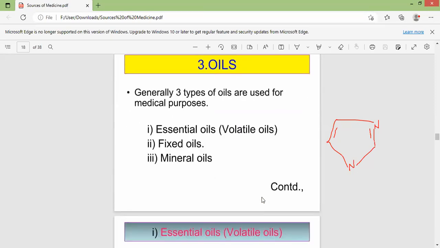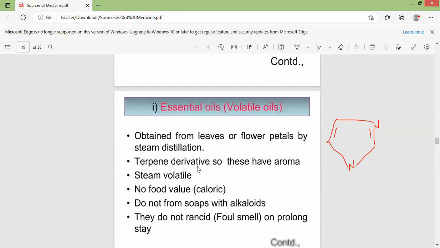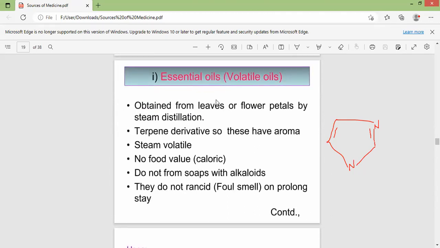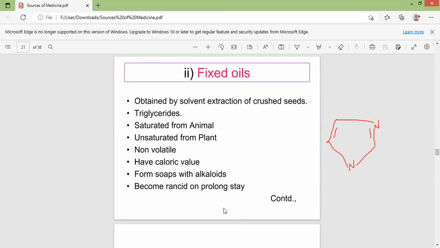Then we go to oils. For oils, there are different types. There's essential oil, fixed oil, and mineral oils. These first two are the ones where we'll see the difference. Essential oils are obtained from leaves or flowers by steam distillation. They have no food value, they do not form soaps with alkaloids, and they are not foul smelling on prolonged exposure. But fixed oils become foul smelling on prolonged exposure. They form soaps with alkaloids, and they have a food, caloric value. Fixed oils are non-volatile, while essential oils are volatile. Those are the chief differences.